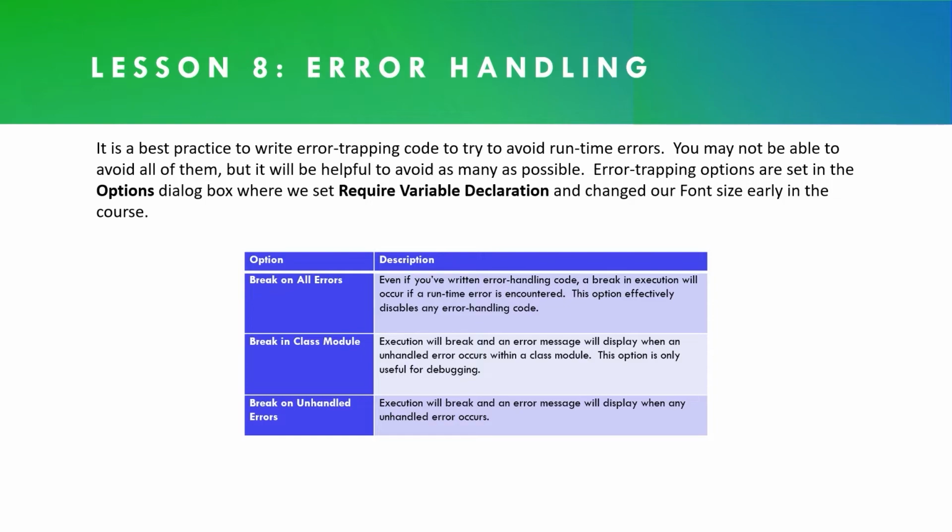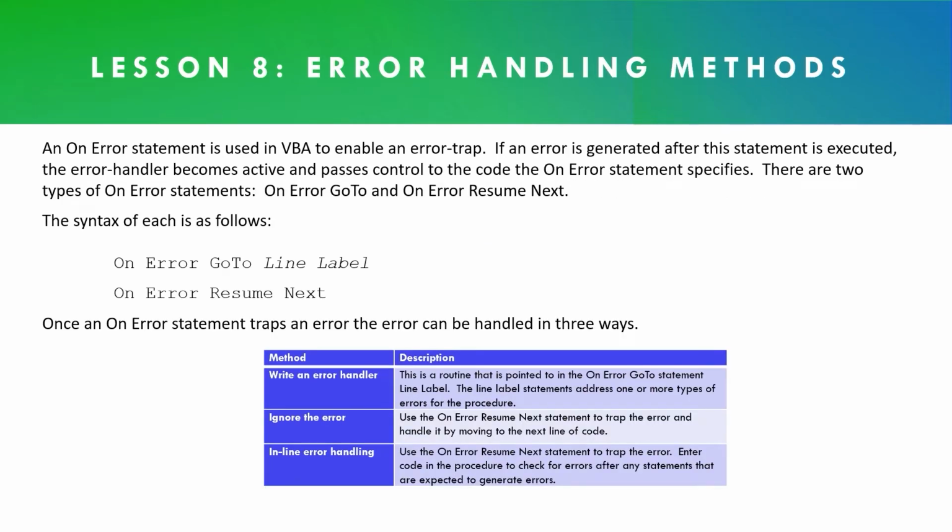And then the last option is the one I most commonly have selected, and that is break on unhandled errors. When I've written error handling code or error trapping code, it won't break on those procedures, but it will break for any unhandled procedures. So if I haven't written any trapping code for those procedures, those are the ones that it will break on. When we go back to the editor, we're going to write some error trapping code.